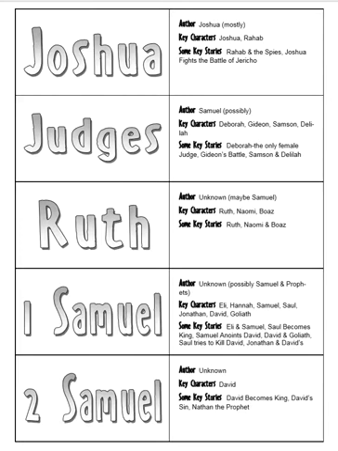1 Samuel. Author unknown, possibly Samuel and prophets. Key characters: Eli, Hannah, Samuel, Saul, Jonathan, David, and Goliath. Some key stories: Eli and Samuel, Saul becomes king, Samuel anoints David, David and Goliath, Saul tries to kill David, Jonathan and David's friendship.